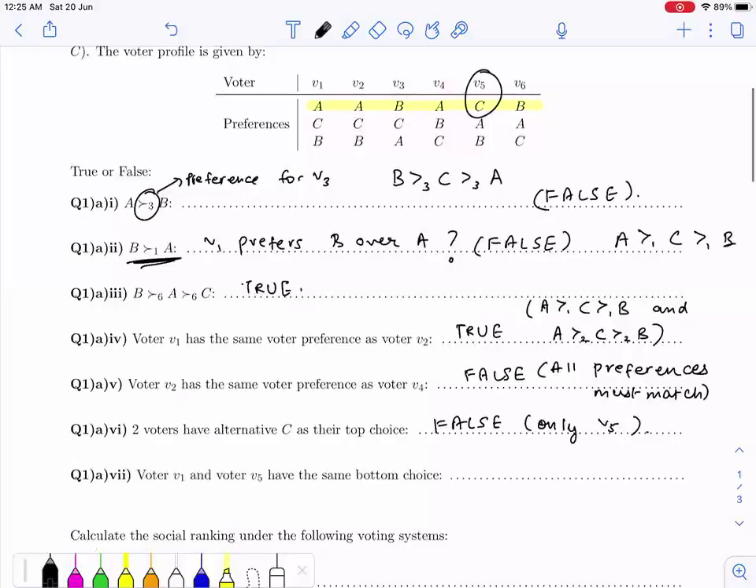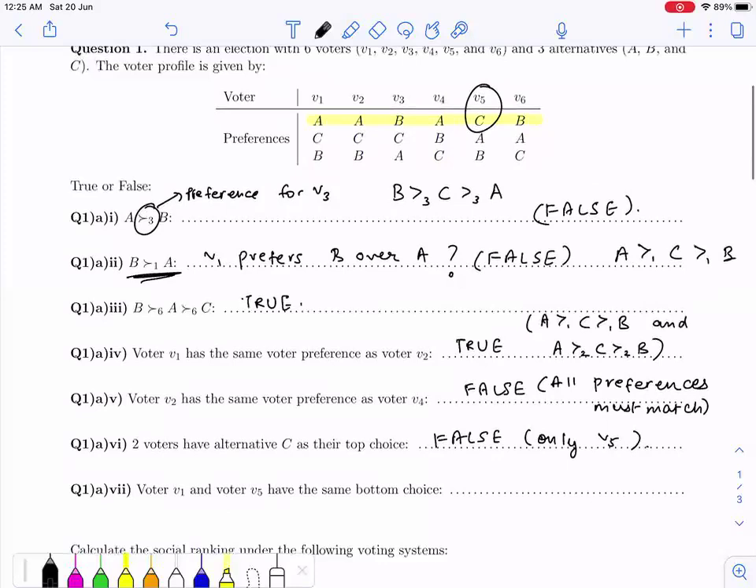Finally, you have voter 1 and voter 5. Do they have the same bottom choice? So look at voter 1 and voter 5. Their bottom choice is B for both of them. So yes, this is true. Both have B as their bottom choice.